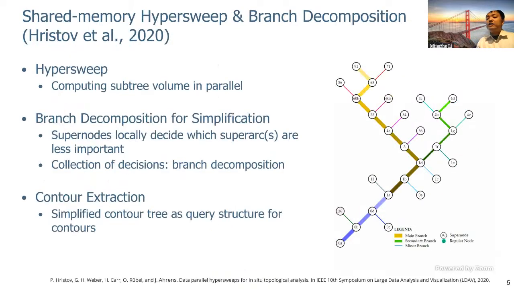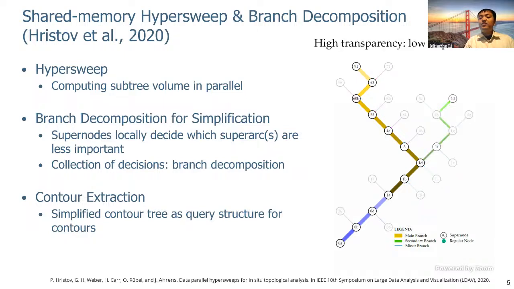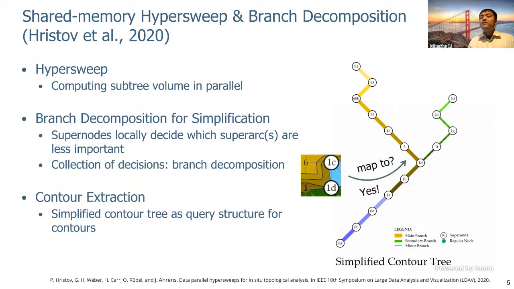We follow similar ideas to the previous work introduced by Christoph et al., which simplifies the contour tree and extracts contours in shared memory parallelization. First, they give an algorithm called Hypersweep to compute the subtree volume in parallel. Then, for the branch decomposition, they found that each supernode can locally decide which superarcs that it connects to are less important. They used a collection of these decisions to remove less important branches from the contour tree. For the contour extraction, they used the simplified contour tree as the query structure to see if the contour cell maps to the expected superarc.